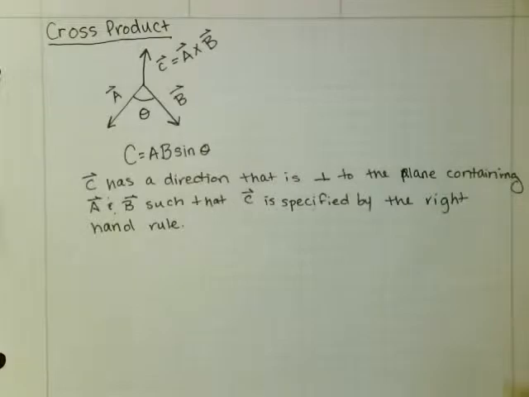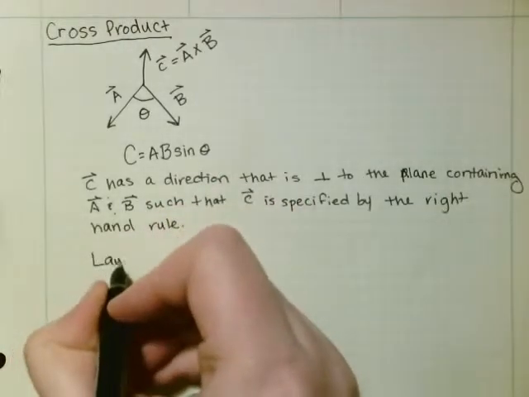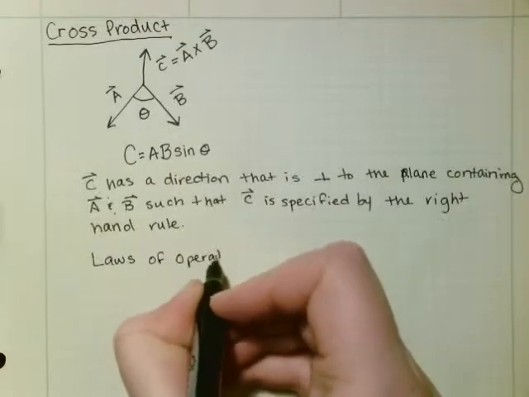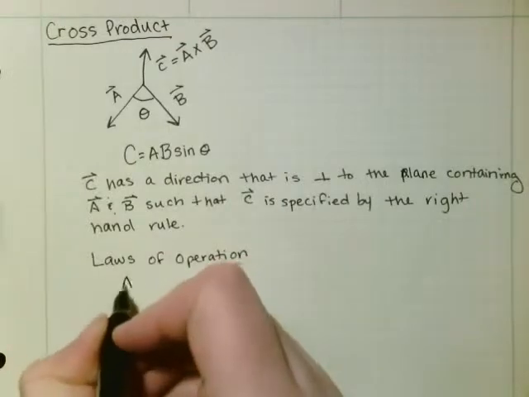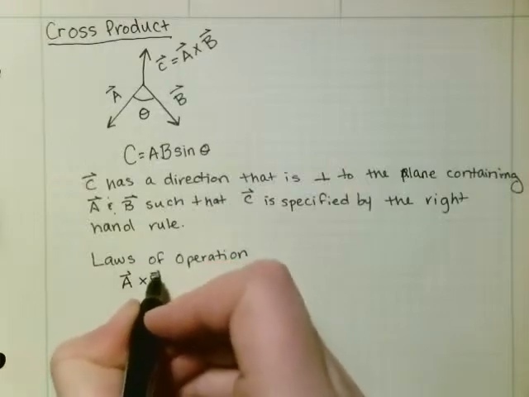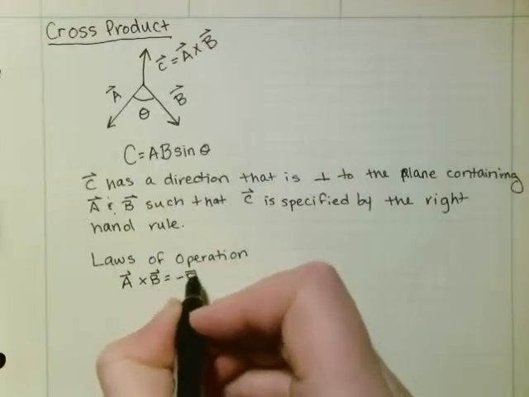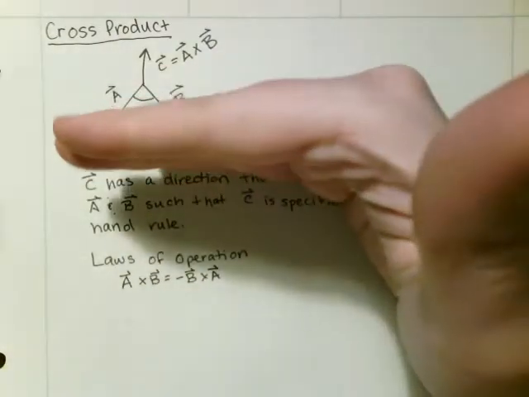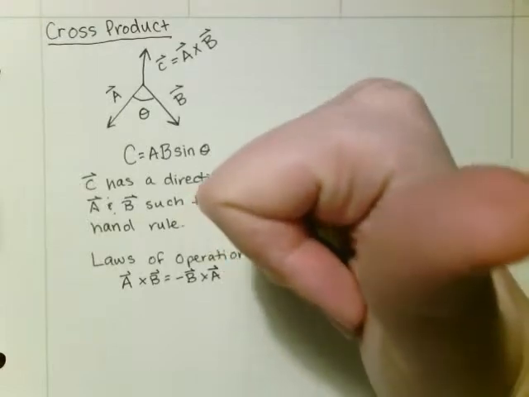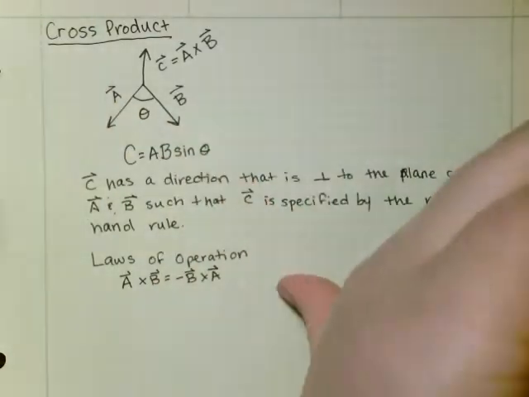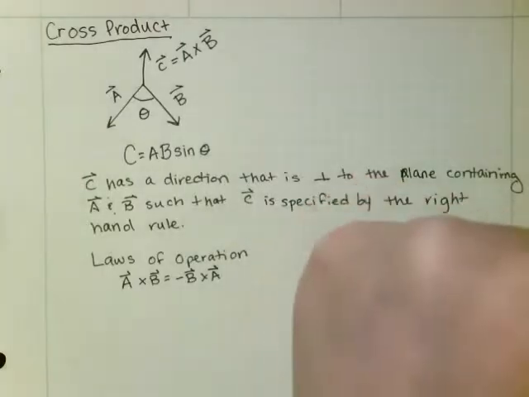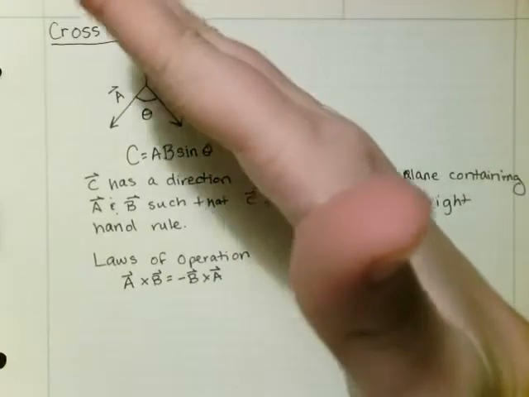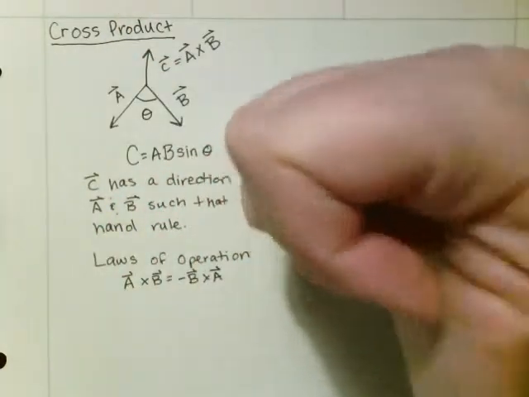Okay. So let's talk about the laws of operation for a cross product. A cross B is equal to negative B cross A. So, A cross B gives you C in the upward direction, but if we did B cross A, it's negative C, which is why in the laws of operation, negative B cross A would give you the same result, positive C.